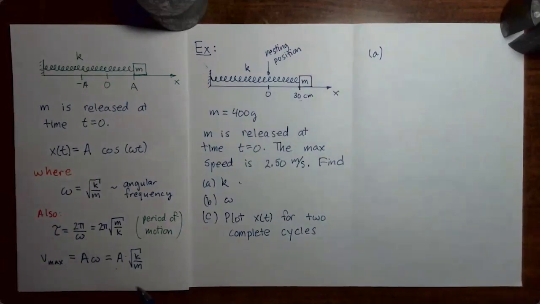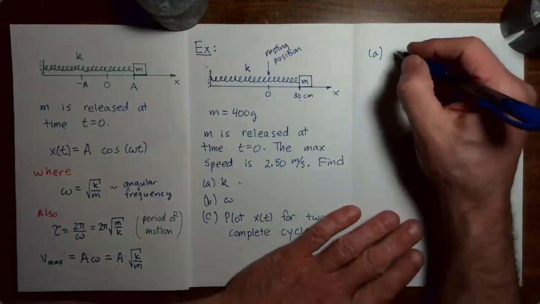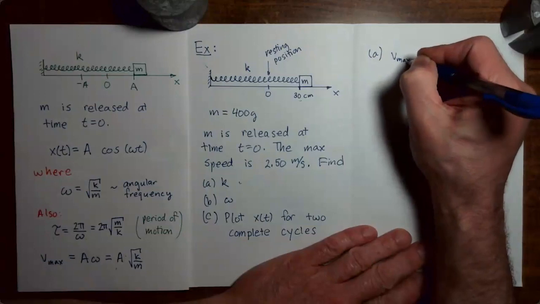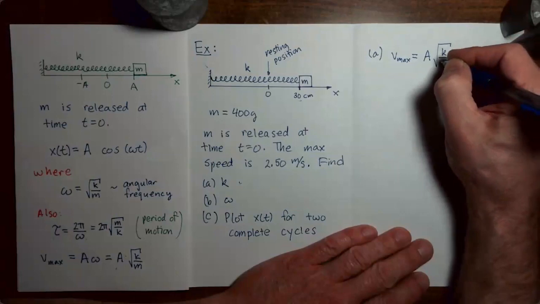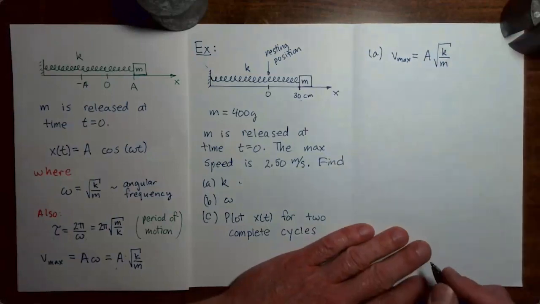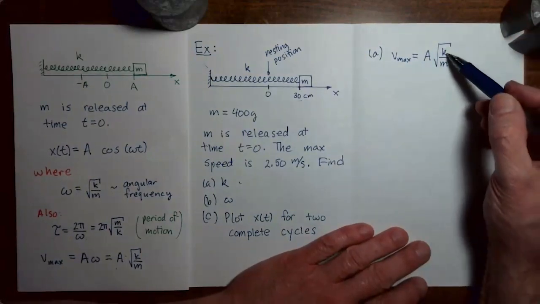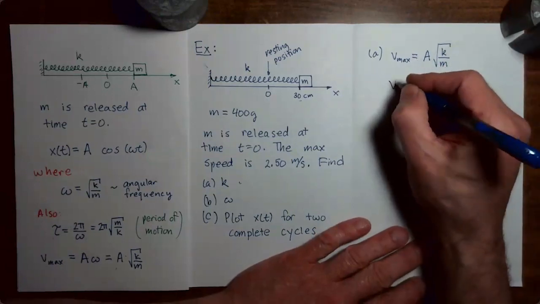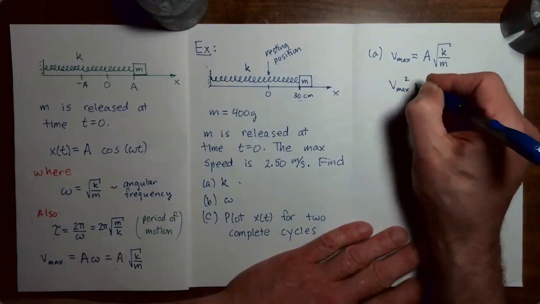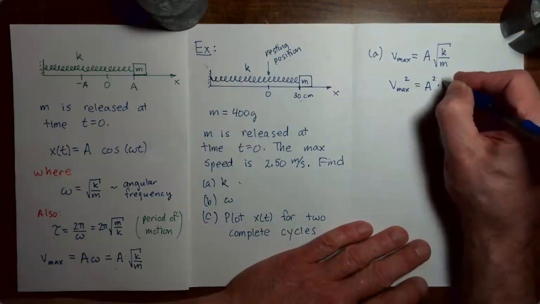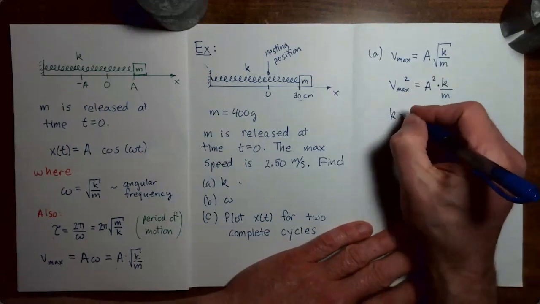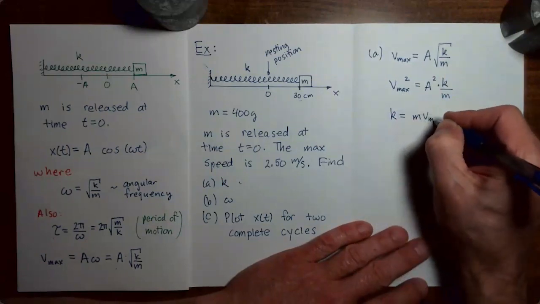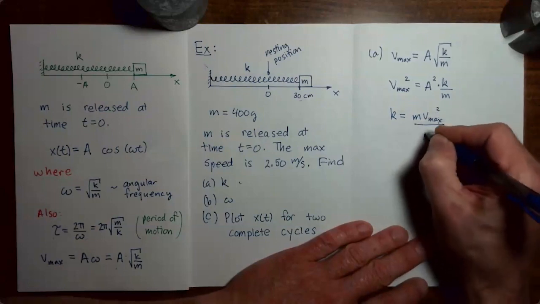So we're going to find the spring constant using this last equation for the maximum speed of the mass. So we have maximum speed equals amplitude times square root of spring constant over mass. To get to the spring constant, let's square both sides. That gives us v max squared equals a squared times k over m. So just solve for the spring constant here. We get spring constant equals m v max squared over a squared.